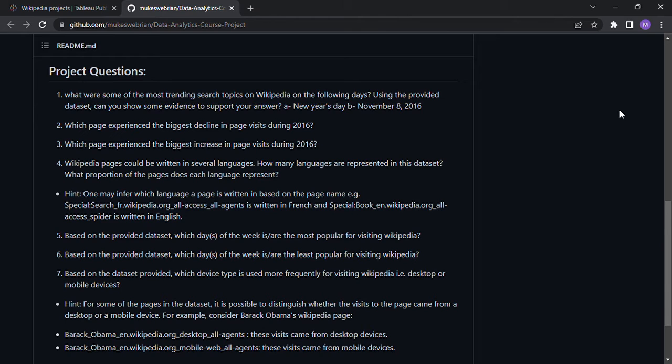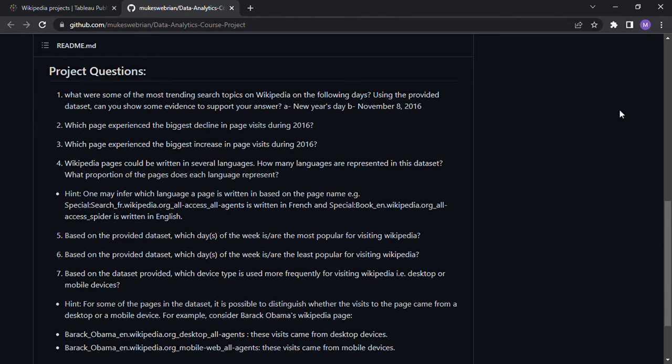I'm working on a Wikipedia project where I need to dissect the pages, the visits, and the dates in a particular year. For this project, I picked three questions. I picked question 1, question 5, and 7.